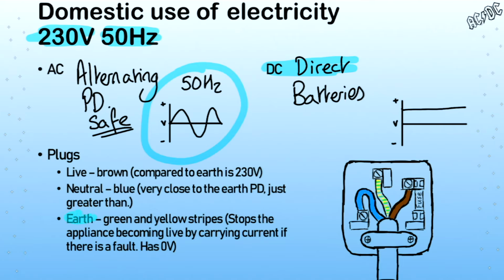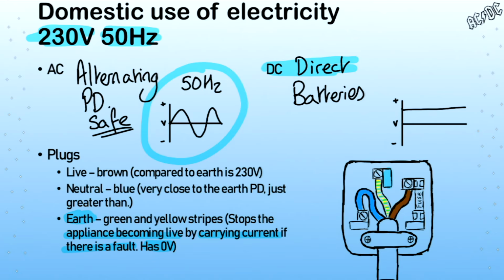So you need to know the layout of a plug. The earth is the one that's right in the middle. That earth pin will stop the appliance becoming live by carrying current if there is a fault. And this has 0 volts, so it's literally taking it to earth. It's allowing that electricity to dissipate really quick and easy.